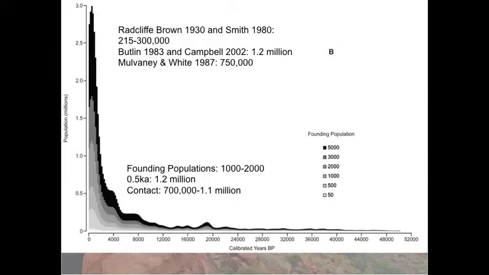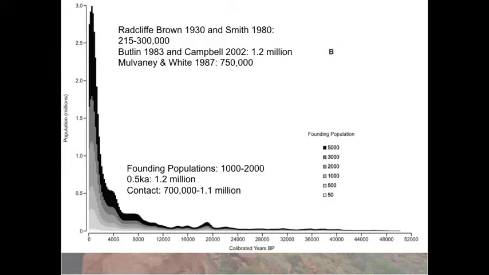Radcliffe-Brown was the first to look at this and come up with values around 300,000, though he suggested it was a minimum using ethnographic data. Laura Jane Smith followed him and came up with fairly similar conclusions. But the fly in the ointment was Butlin and Campbell, who both believed that smallpox had a massive impact on Aboriginal populations, either at contact or, Campbell believed, probably before contact with trepangers from the north. And they believe values of 1.2 million were more likely.